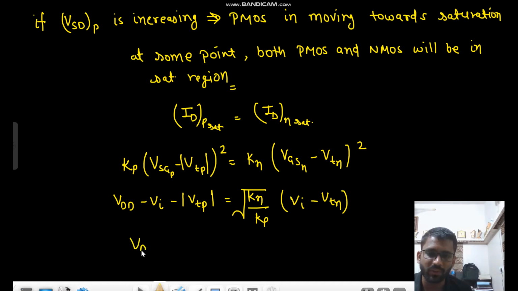So what we are doing is finding the value of Vin at which both of them are in saturation region. If both are in saturation region, the current in both is the same, so these two equations should be the same. In saturation region, the current in both PMOS and NMOS is always the same. If both are in saturation, we can equate those currents, so from here we can get the value of Vin.